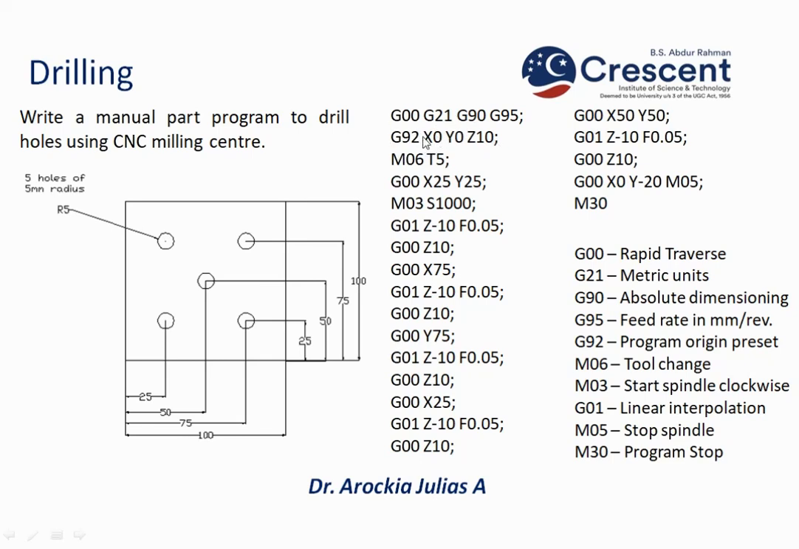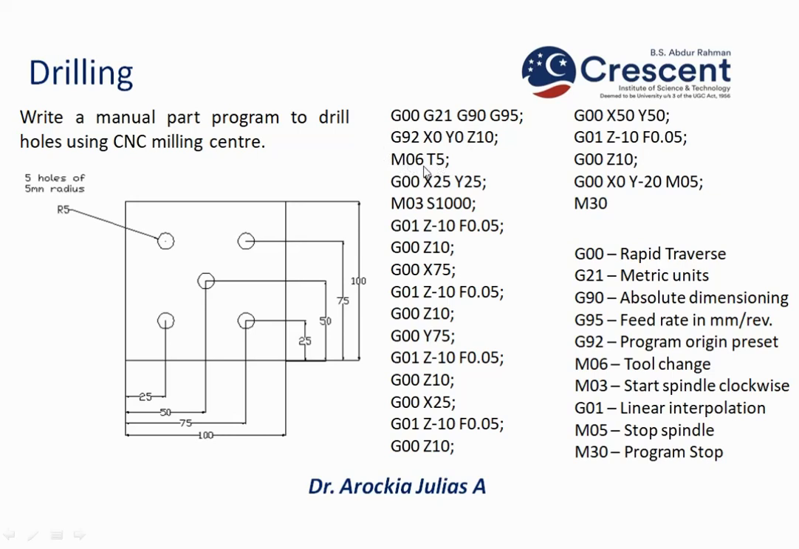Now G92 is for program origin preset. So we are setting this particular location, that is X0, Y0 and Z10, as the origin. So we can define this as a local coordinate for this particular program.